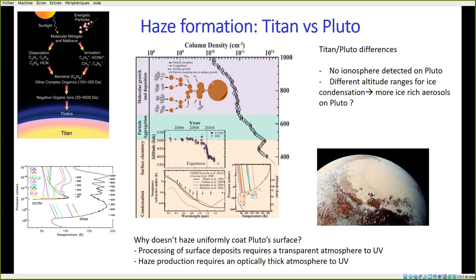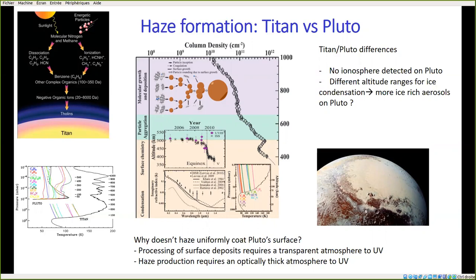Below the ionosphere, aerosols further grow by other processes such as aggregation, sedimentation, and surface chemistry. And once they reach the stratosphere, they are being influenced by dynamical processes and also ultimately by the condensation of hydrocarbon and nitrile ices. On Pluto, most of these processes are thought to occur, but there are differences. In particular, the role of ionospheric chemistry is more difficult to establish simply because Pluto's ionosphere has not been detected.